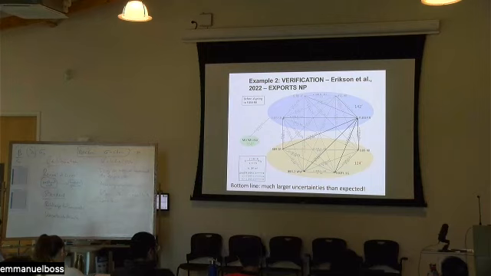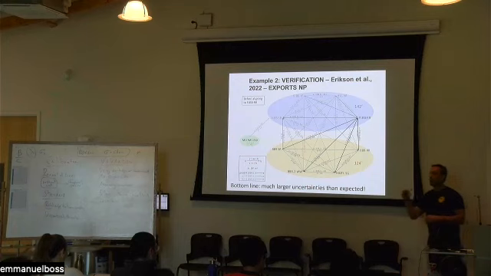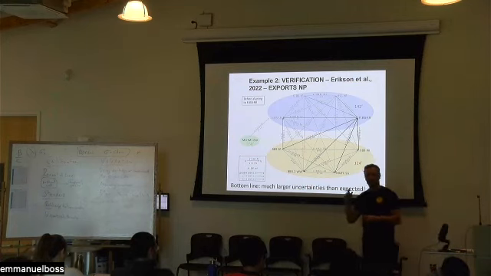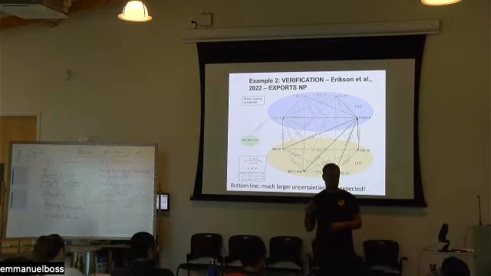One of my conclusions is that small error bars are not a sign of a careful scientist, they're a sign of an optimistic scientist.